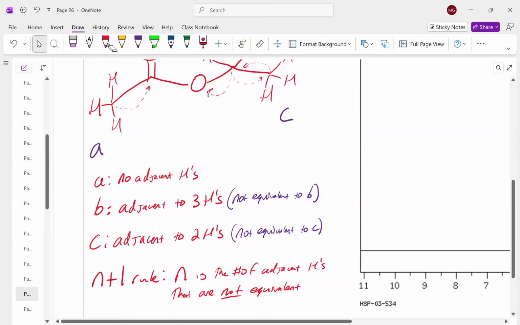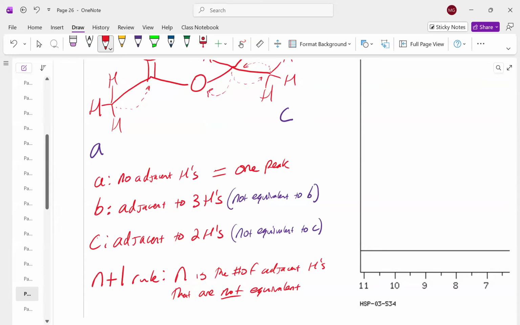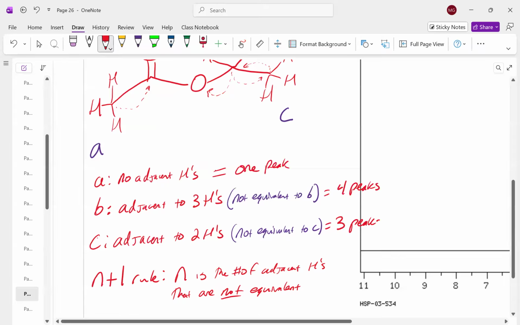So if I use that n+1 rule, let's go through A, B, and C. I said for A that there's no adjacent hydrogens. So n would be 0. So according to the n+1 rule, I would just see one peak. If B is adjacent to three hydrogens, I plug that 3 into the n+1 rule, I would see 4 peaks. And C is adjacent to two hydrogens, so I plug that 2 into the n+1 rule, and so C would show up as 3 peaks.